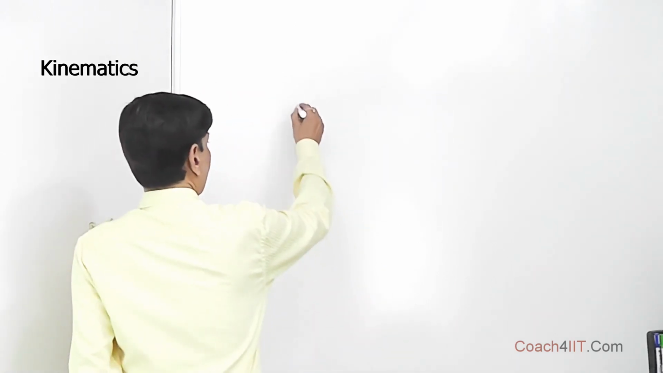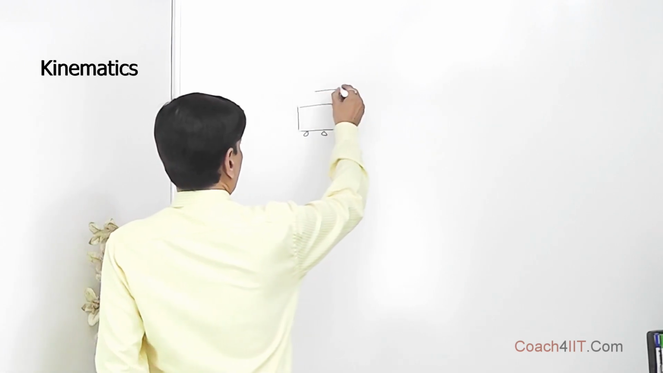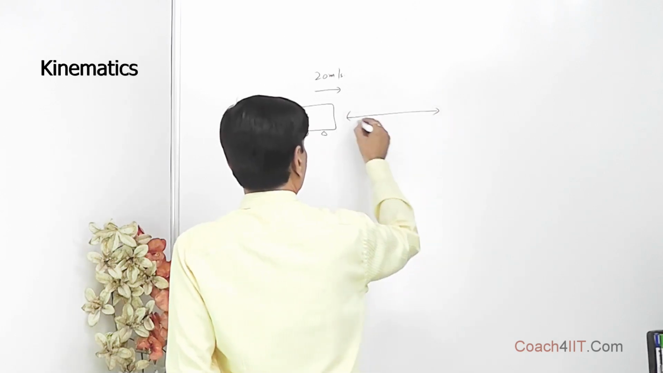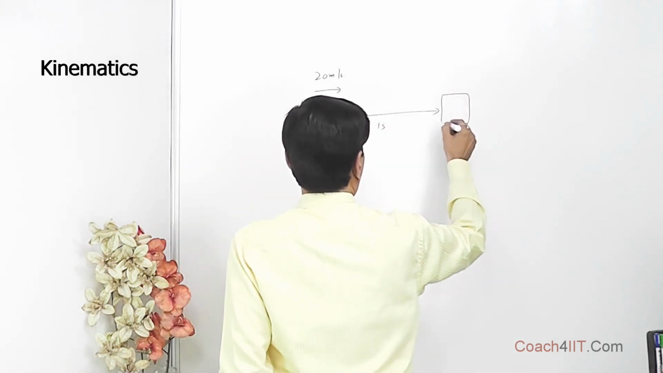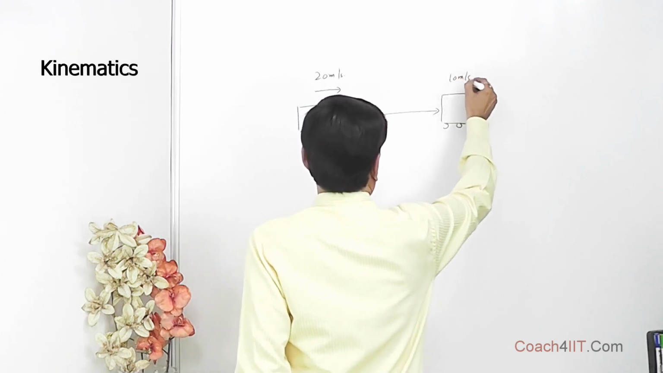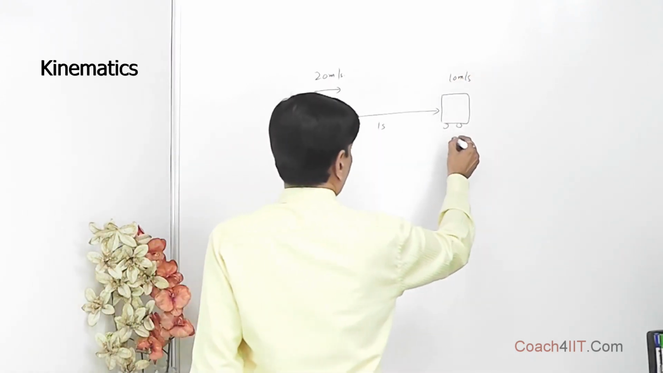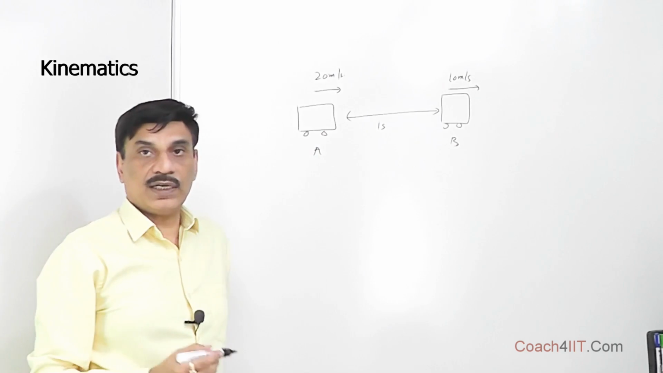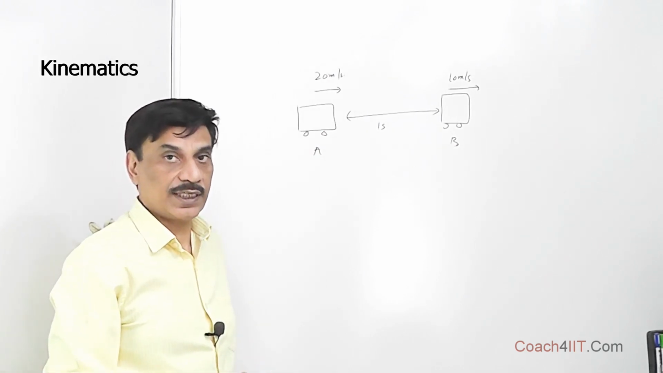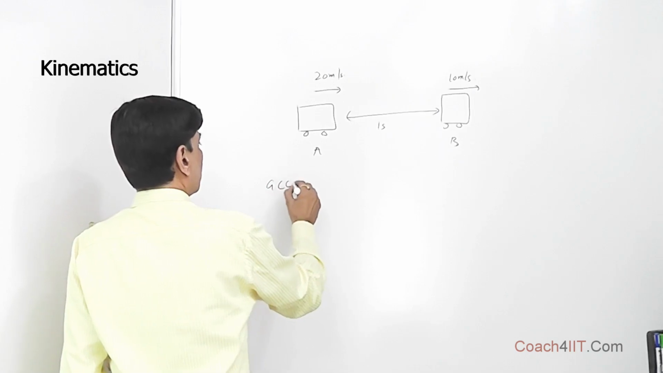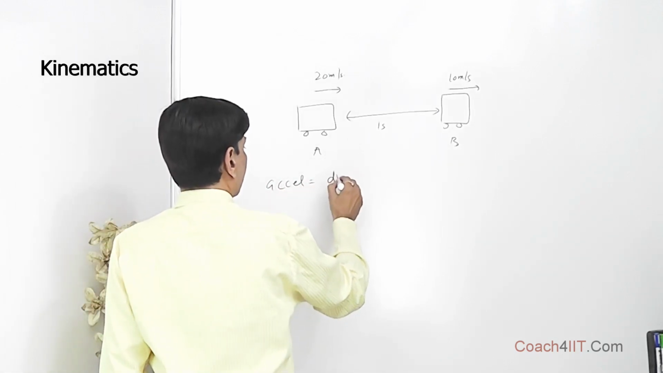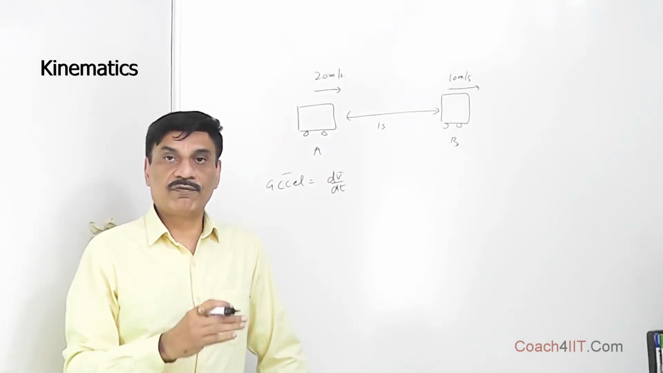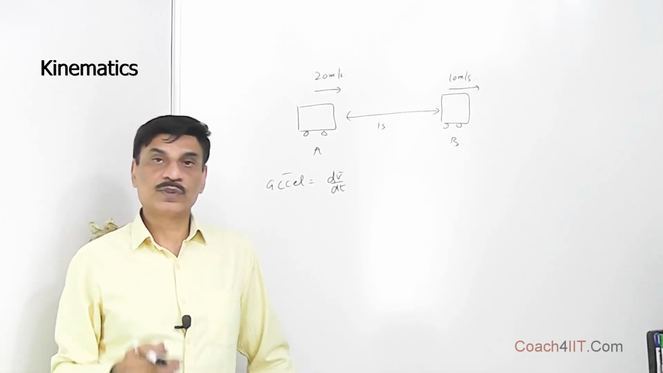Let's say here is a body, a car, which is going at 20 meter per second. After 1 second, uniformly its speed reduces to 10 meter per second. So it goes from A to B in 1 second and speed reduces from 20 meter per second to 10 meter per second. We are interested in what the acceleration is in this case. We know acceleration, the instantaneous acceleration, is dv by dt. Otherwise, if we say acceleration is the change of velocity over a period of time divided by total time, this is the average acceleration.